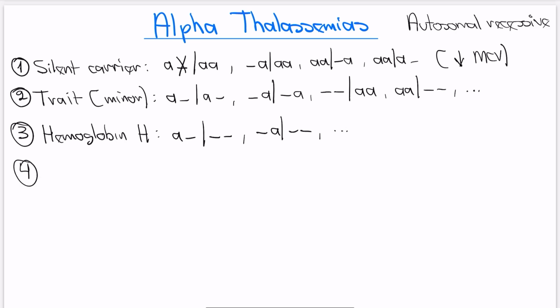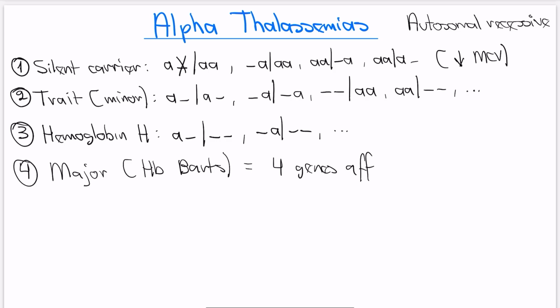And finally, we have last, which is the alpha-thalassemia major, or also called hemoglobin Barts. In this case, what we tend to have is, unfortunately, 4 genes that are affected by the condition. This is severe, and this is what will cause hydrops fetalis. I hope this helps you understand a little bit more of the nomenclature of these different genetic mutations that we may see in alpha-thalassemias.